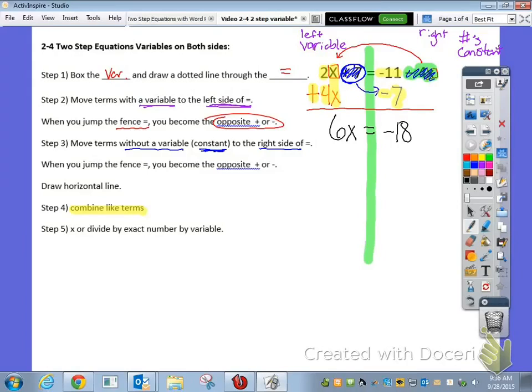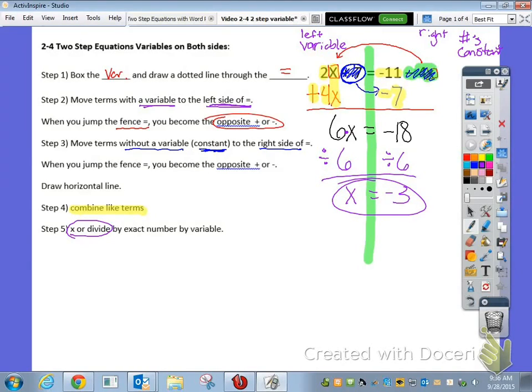Now, we have one step left. See how the 6 is next to x? That's multiplication. What you have left will either be multiplication or division. So remember, you do the opposite. The opposite of multiplying is to divide. So I divide by 6, and I have x equals -3.